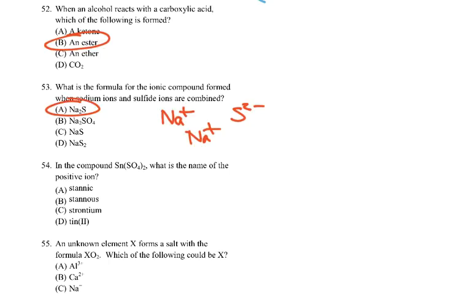In the compound, what's the name of the positive ion? Okay, well this is using a little bit of logic. If it's Sn, that could be 2+ or 4+, stannous or stannic. Okay, and I have sulfate, but I have 2 sulfates. Now, sulfates are always 2-, so in this case, this must be a 4+. So this must be the stannic ion, or it could be tin(IV) if they have that as a choice.